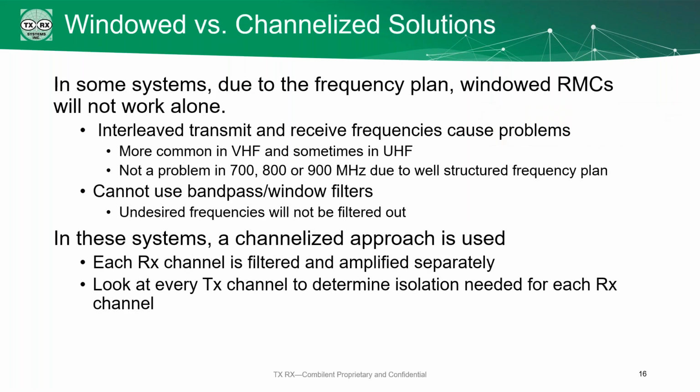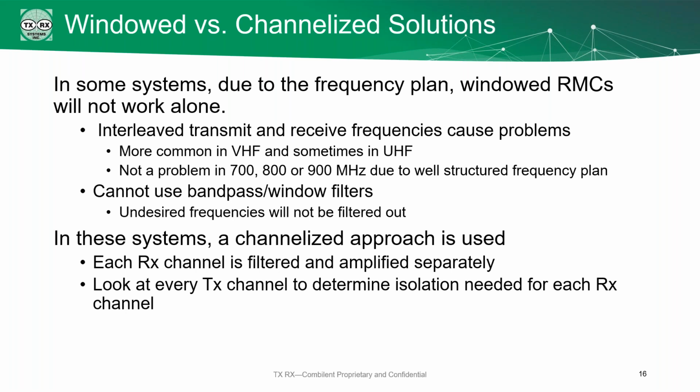Some systems, as we mentioned earlier, a windowed frequency system will not work by itself. And this is particularly common in the VHF frequencies where there's a lot of clutter. The 7, 8, and 900 megahertz frequencies are fairly well structured, so it's not really a problem there. Either way, though, if we're in one of these cluttered environments, we might not be able to use just a simple window or bandpass filter.